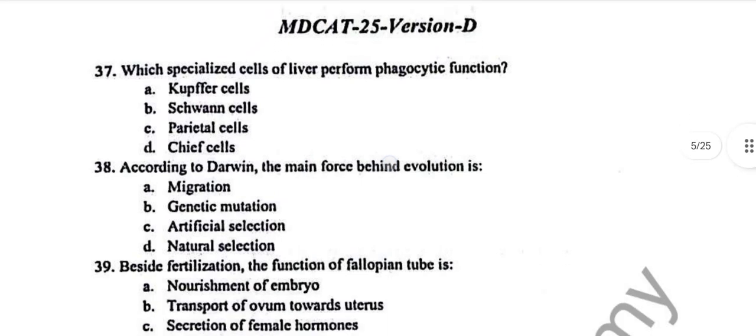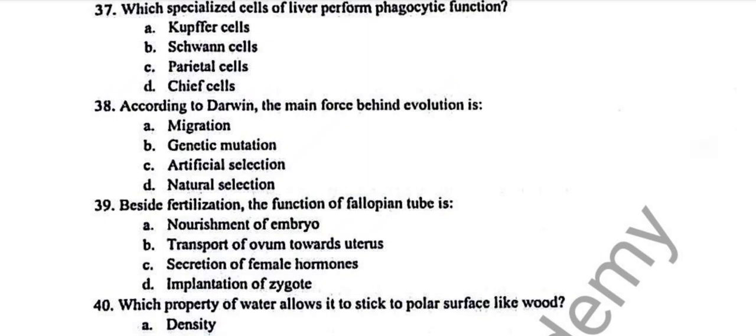Question number 38. According to Darwin, the main force behind evolution is A. Migration, B. Genetic mutation, C. Artificial selection, D. Natural selection. And the correct option is D. Natural selection. Evolution occurs because individuals with advantageous traits survive and reproduce more successfully.